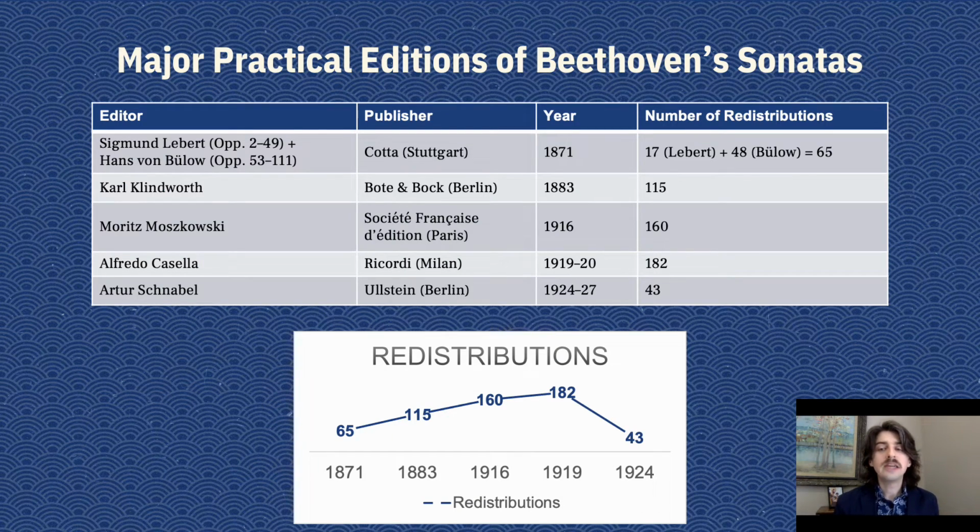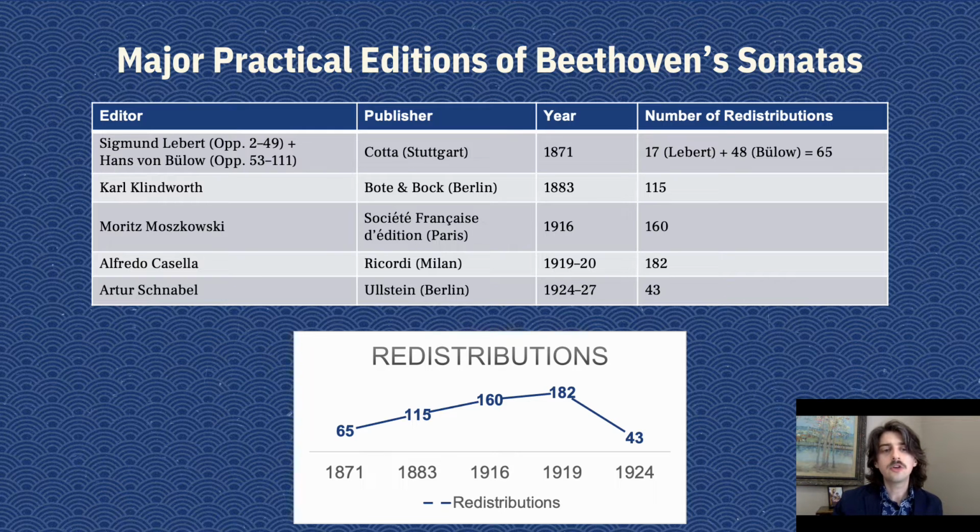I took editions of Beethoven's piano sonatas as a case study to better understand traditions of redistribution in the late 19th century. I focused my research on 5 editions by major pianists: the joint edition of Zygmunt Leber and Hans von Bülow, and the editions of Karl Klindworth, Moritz Moszkowski, Alfredo Casella, and Arthur Schnabel.